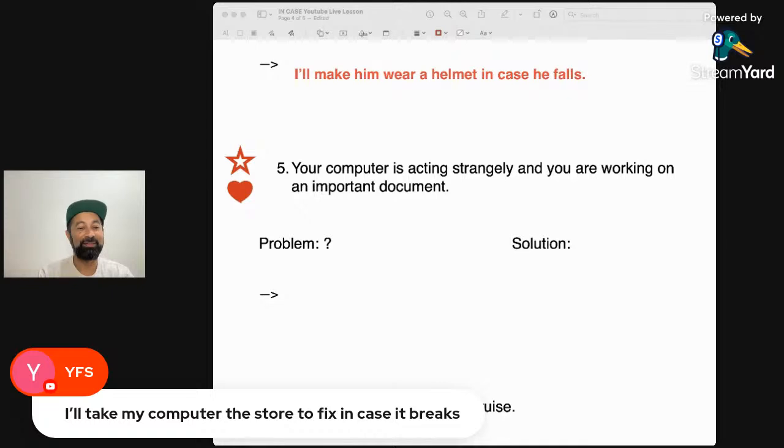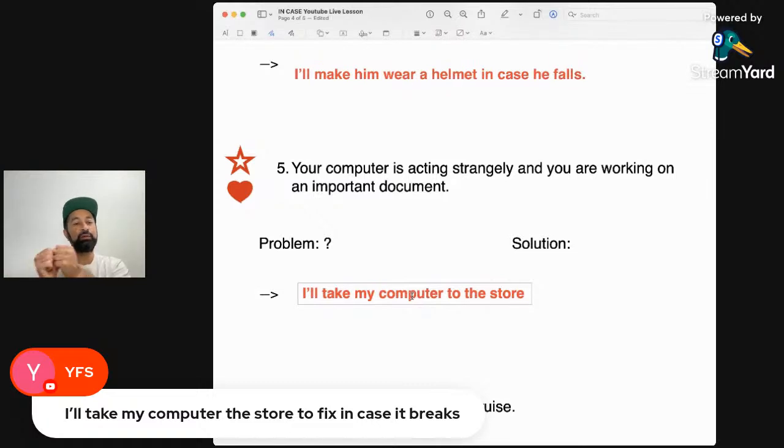So YFS says, I'll take my computer to the store to fix in case it breaks. All right. I understand everything you said. There are a few grammatical mistakes here, YFS, but I understand everything you're saying. So let's put this on the screen here. And I'm just going to correct your sentence on the screen. So I'll take my computer to the store.